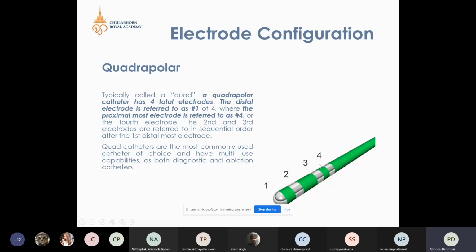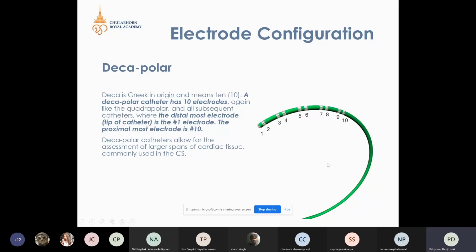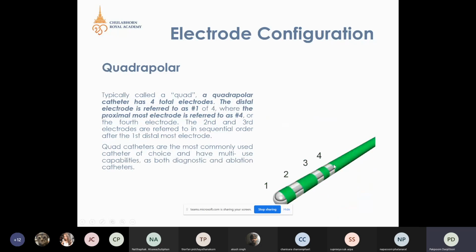Okay, actually the quad catheters are the most commonly used catheters of choice and have multi-use capabilities, because both diagnostic and ablation catheters are often quadrupolar, or 4-electrode catheters, to access or to ablate the tissue, the abnormal tissue or something like that.